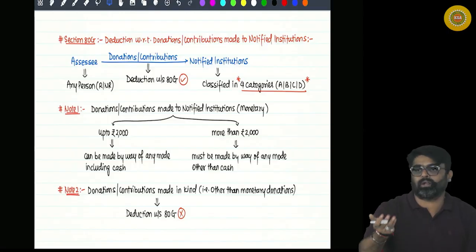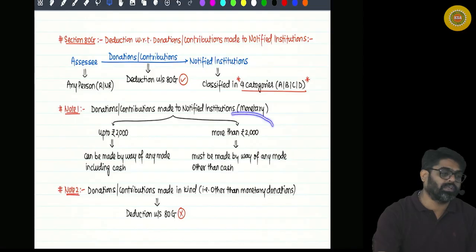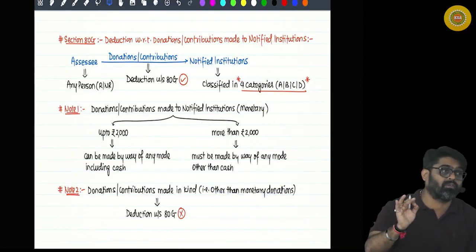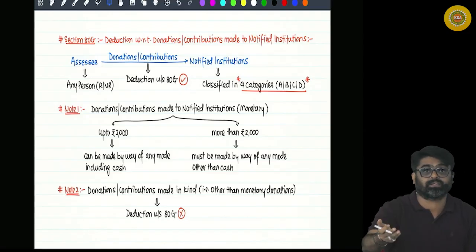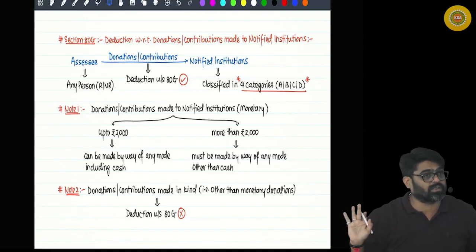But if the amount donated by you is more than 2000, then the donation has to be made compulsorily by way of a mode other than cash. The entire amount has to be donated by a mode other than cash. Otherwise, that entire amount will be ignored. It will not be allowed as a deduction under 80G.